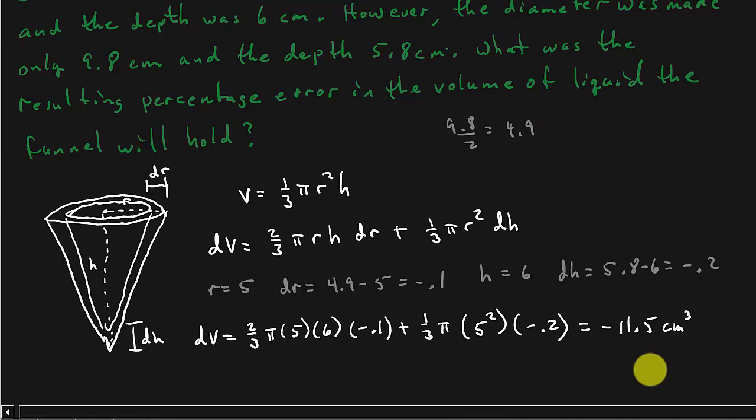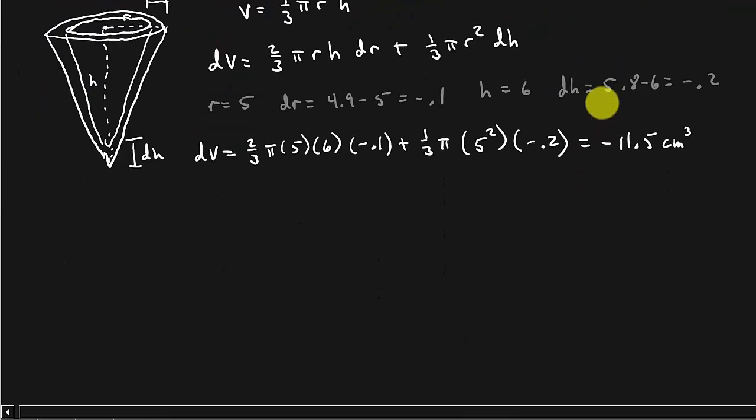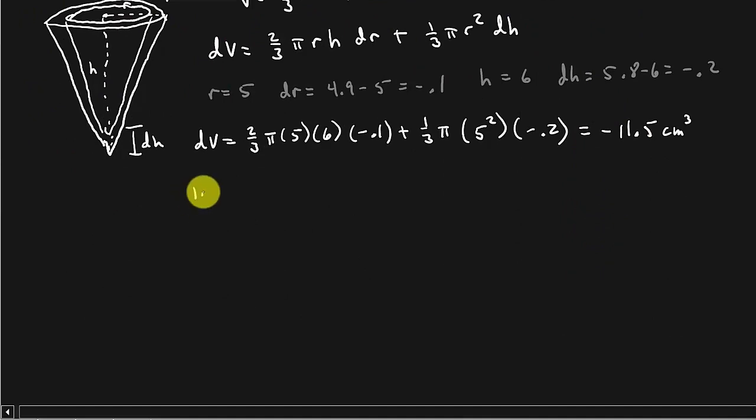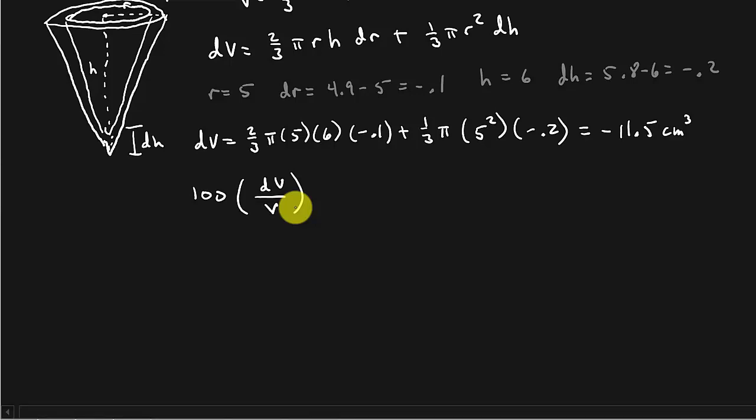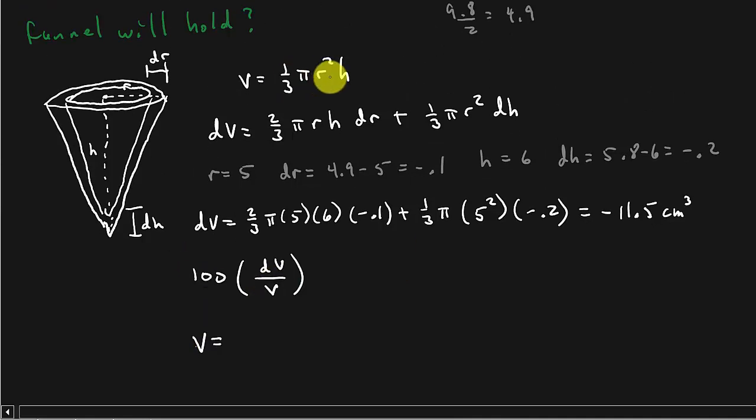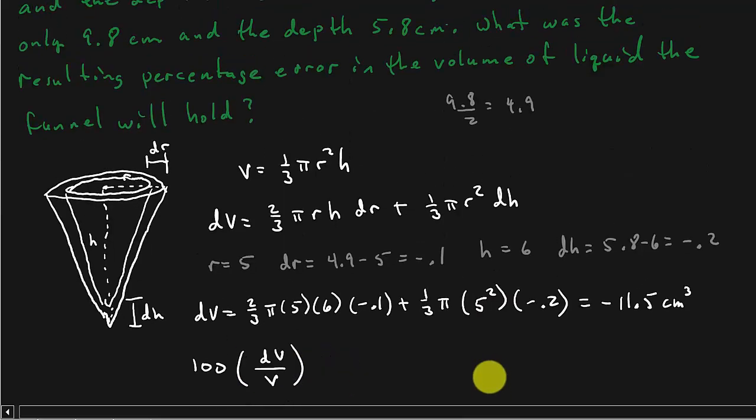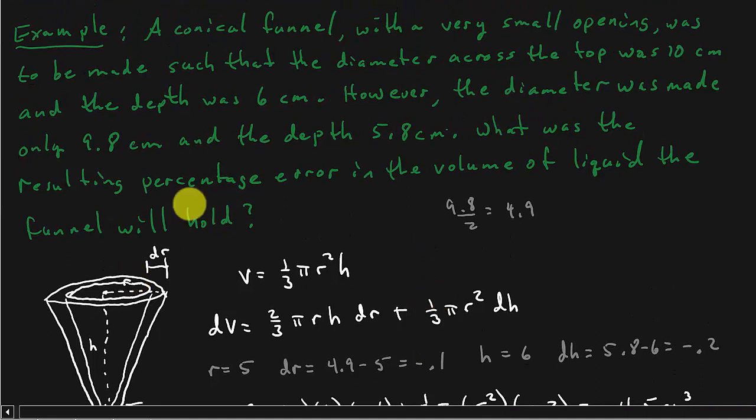All right. So what is it that they're wanting to know? Well, it says, what was the resulting percentage error in the volume of liquid the funnel will hold? So remember, the percentage error is 100 times dV over V. That's what we're looking for. It's the change in volume divided by the actual volume, so we need to know what V is. Well, remember, V is 1/3 pi r squared h. So that's 1/3 times pi times 5 squared times 6, right? That was the original volume. The radius is 5 because it tells us the diameter is 10 and the height is 6.